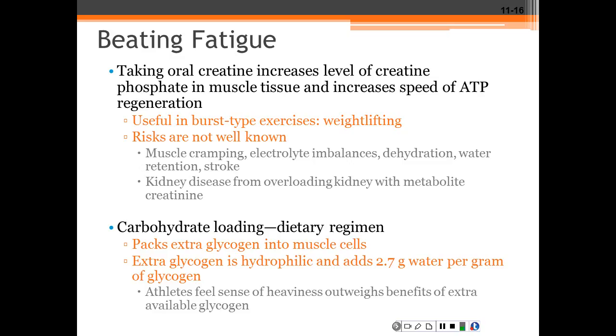So they want to make sure they pack up their muscle cells with a lot of glycogen, so that they have enough to finish that race, especially those endurance races. Extra glycogen is hydrophilic, and it adds 2.7 grams of water per gram of glycogen. So athletes feel less sense of heaviness, and it benefits from the extra available glycogen.